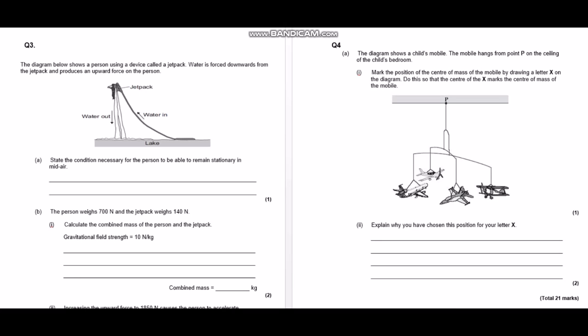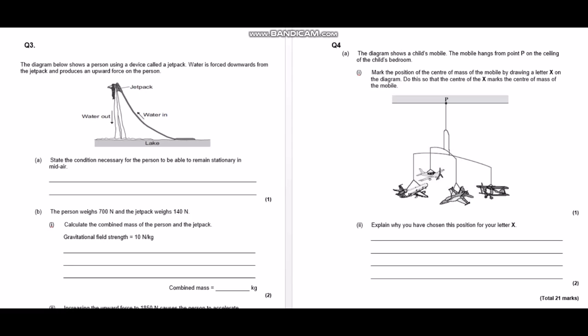Final question, question 4. The diagram shows a child's mobile. The mobile hangs from point P on the ceiling of the child's bedroom. Mark the position of the centre of mass of the mobile by drawing the letter X on the diagram. Do this so that the centre of the X marks the centre of the mass of the mobile.